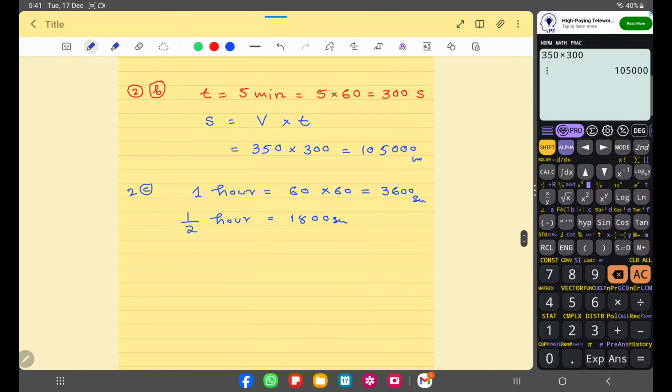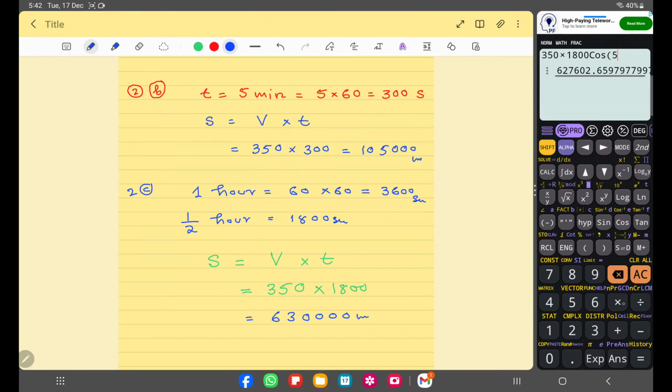And again, the question is very simple. We have to calculate distance. Distance is the product of speed into time. The speed remains 350. The time is 1800. So if I multiply 350 with 1800, then the answer is 63122340.